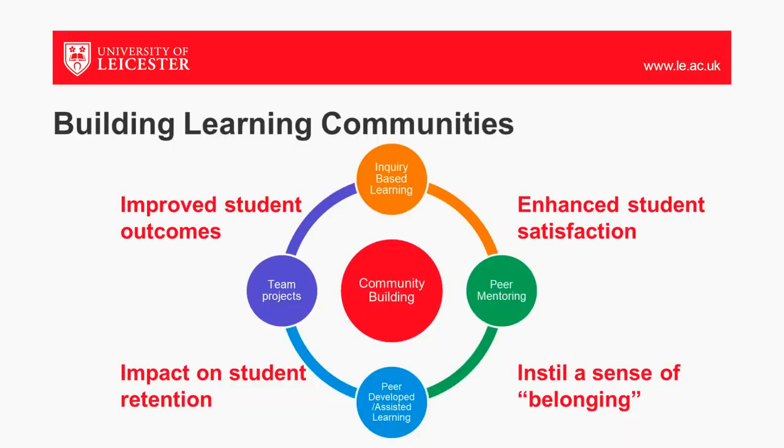So the project started as an initiative to better integrate community building opportunities into the early stages of our chemical degree programme. And we started by hitting the literature and looking for other approaches that are being used to achieve the same goals. And this was kind of our shortlist. You can see the four approaches that we thought showed most potential for us at Leicester. So that's IBL, peer mentoring, peer-assisted or developed learning, and team projects. We ended up going with inquiry-based learning.